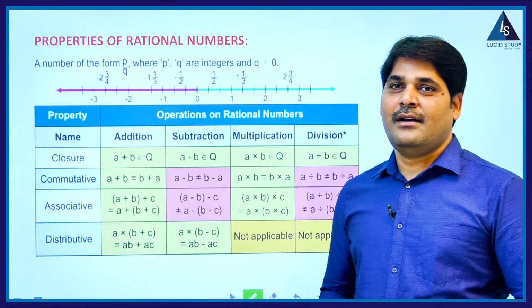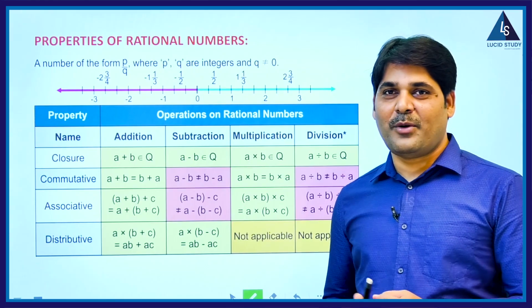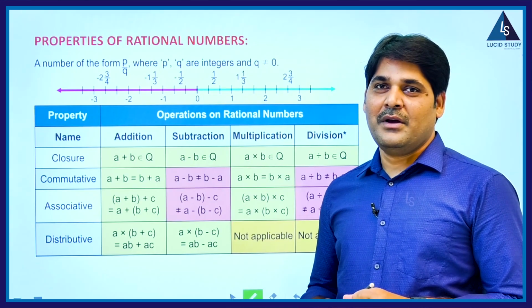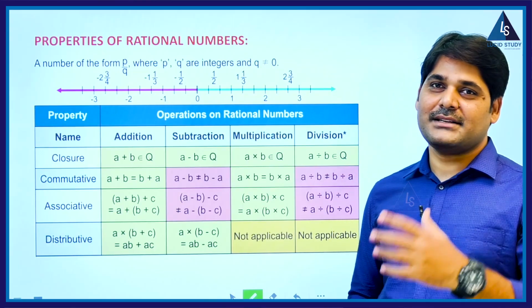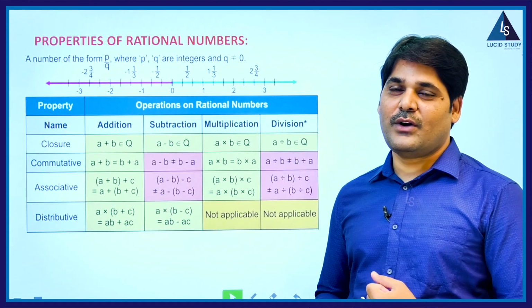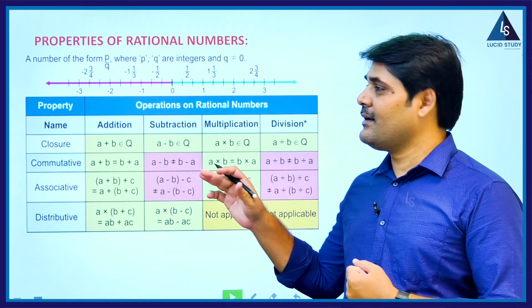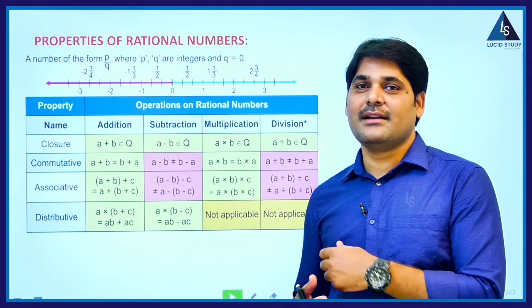Now all numbers have different properties. So let us discuss the properties of rational numbers. To discuss this, first, what are the properties we can test for rational numbers?